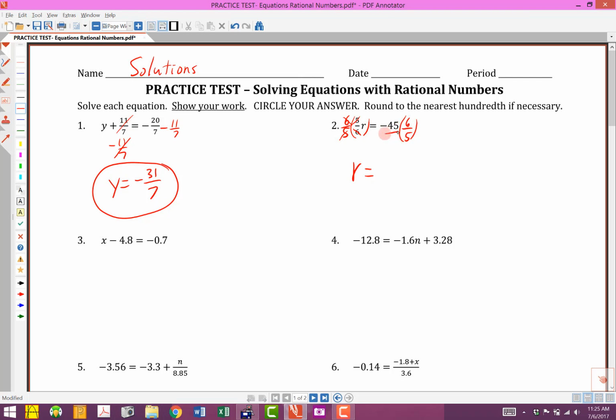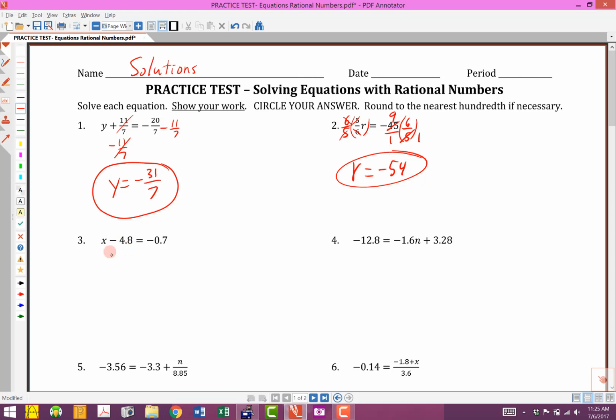We're going to look to do a little bit of cross cancellation if we can. Remember, if there's a fraction in the problem, we might as well think of everything as a fraction. So the 45's on top and the 5's on the bottom. That means I can cancel this 5. 5 goes in here once, and 5 goes in here 9 times, so we're left with negative 9 times 6, so that's going to be negative 54. So we've got our answer there.